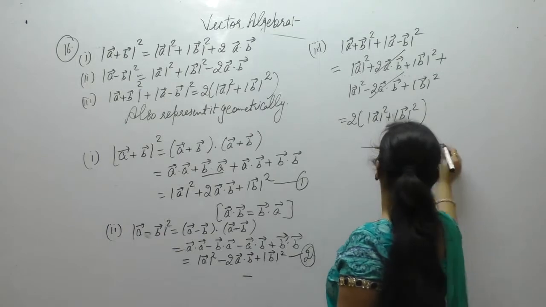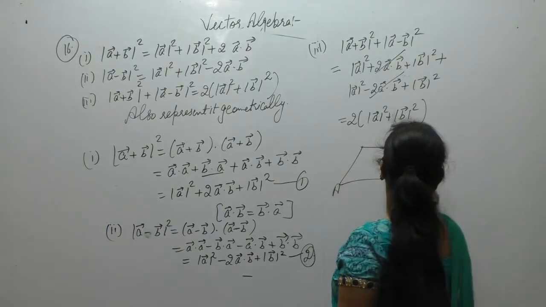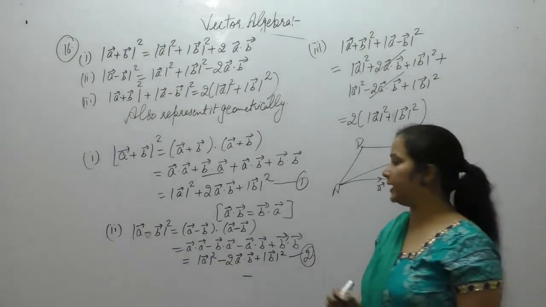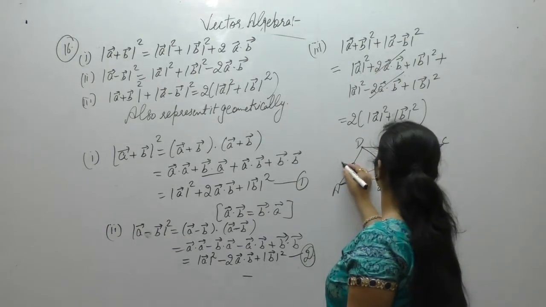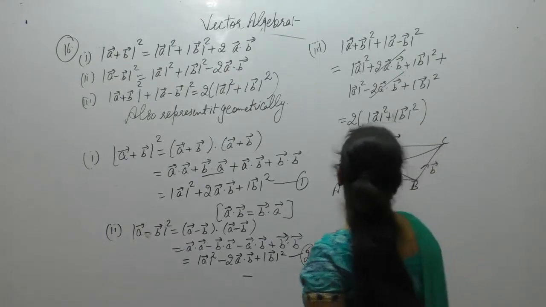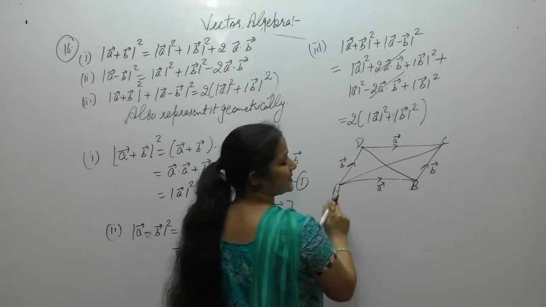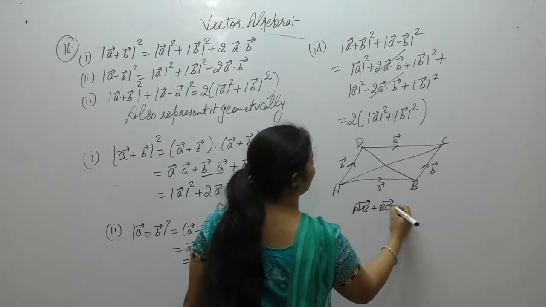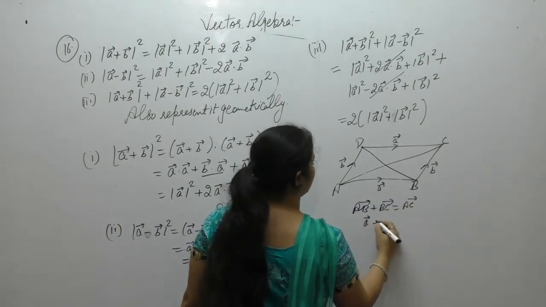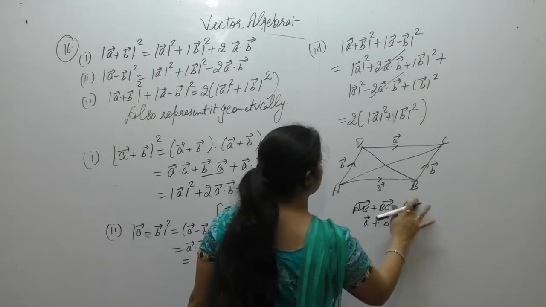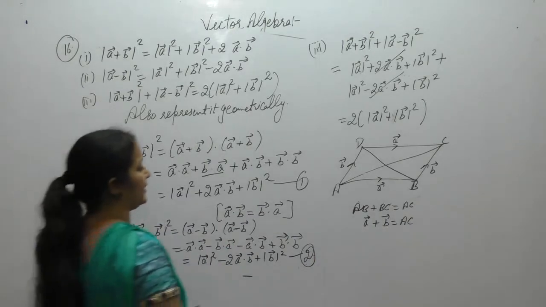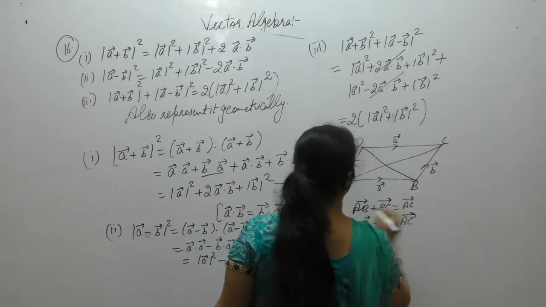Now we want to prove it geometrically also. Let ABCD be a parallelogram with adjacent sides A vector and B vector. Now we know that in triangle ABC, by triangle law of vector addition, AB vector plus BC vector is equal to AC. Therefore, A vector plus B vector is equal to AC.